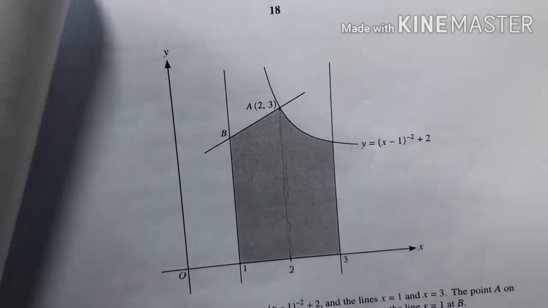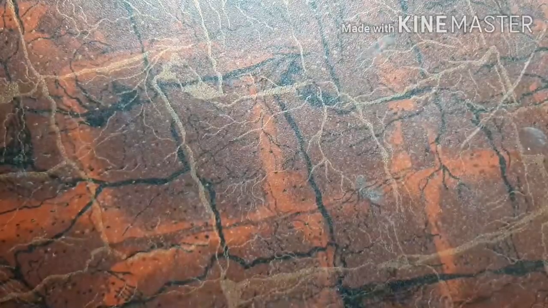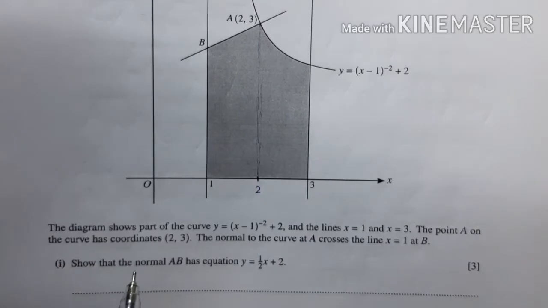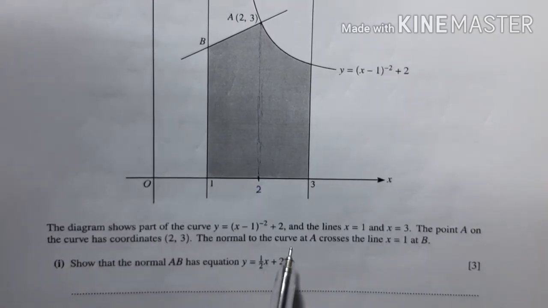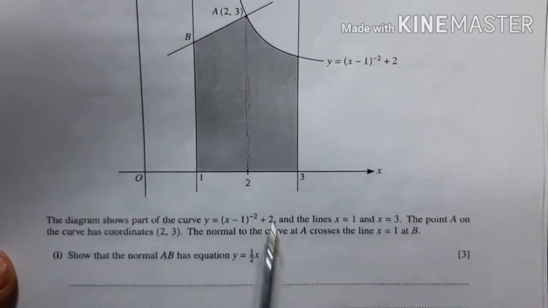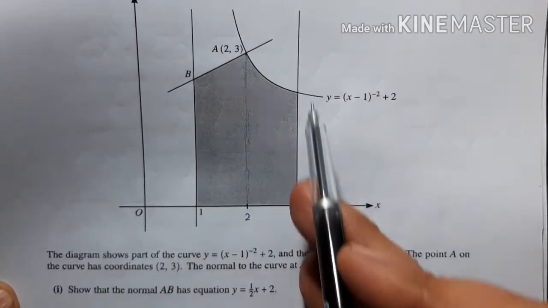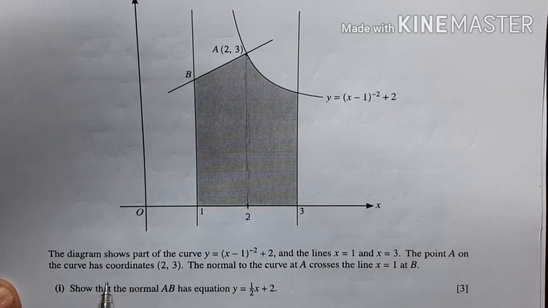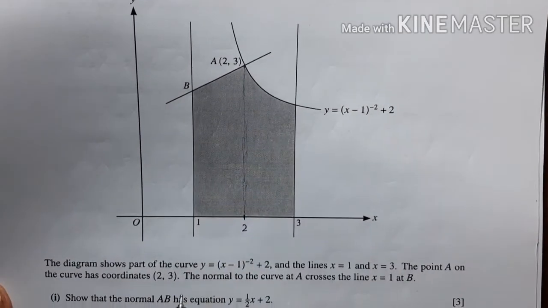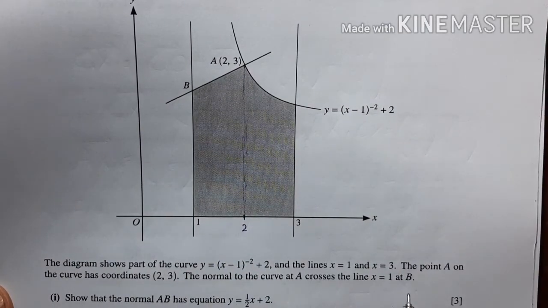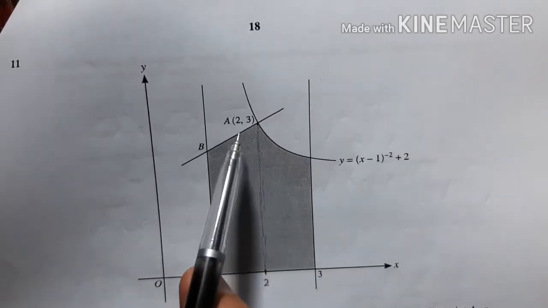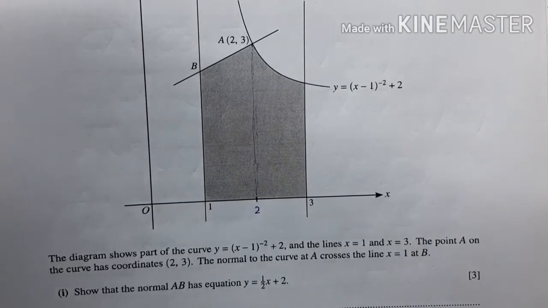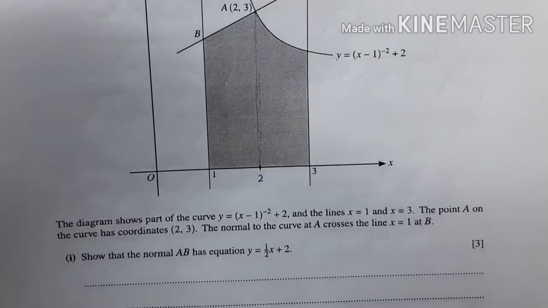Okay, last question. The diagram shows a part of the curve and the line x equal to 1. We can see a curve. There are two lines, x equal to 1 and x equal to 3. The point A on the curve has coordinates 2, 3. This is the point A. The normal to the curve at A crosses the line x equal to 1 at B. This is the normal from A, which is crossing the line x equal to 1 at B. Show that the normal AB has this equation.